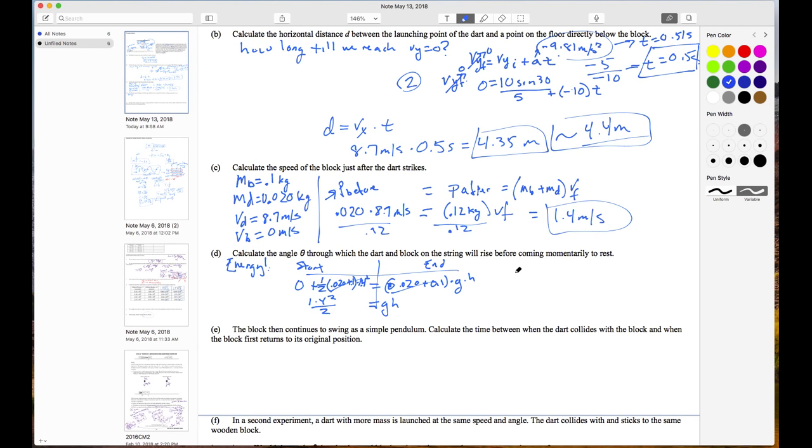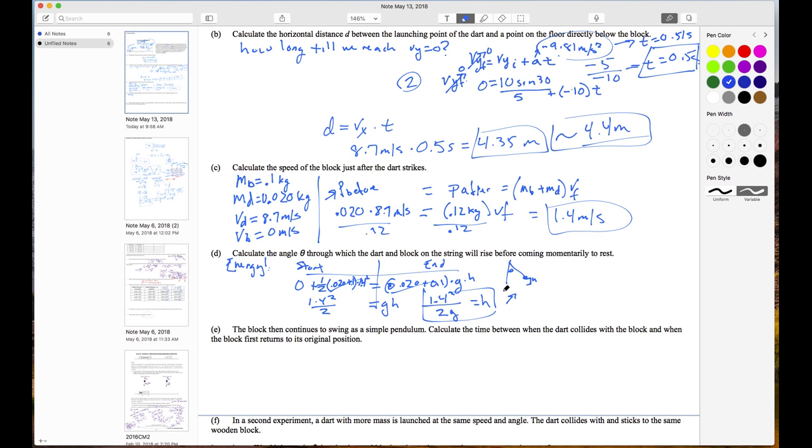So divide by g. I'm left with that the height I rose, h, is equal to 1.4 squared over 2g. And the actual value of that is going to be something equivalent to, well, we'll calculate that in a moment.